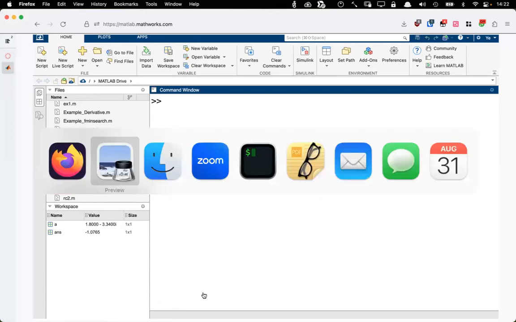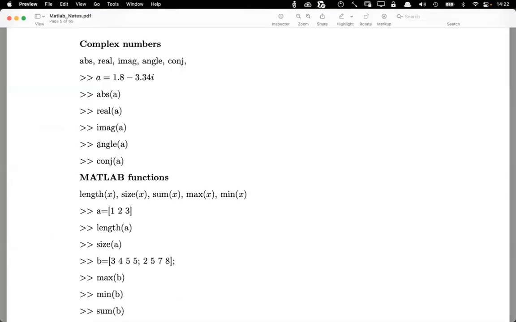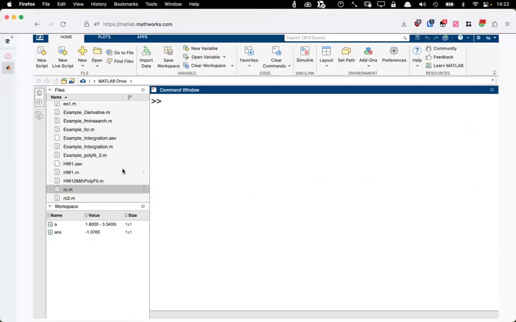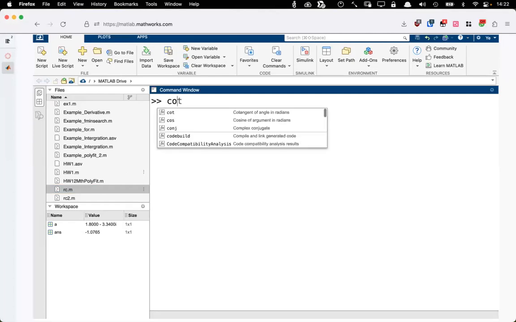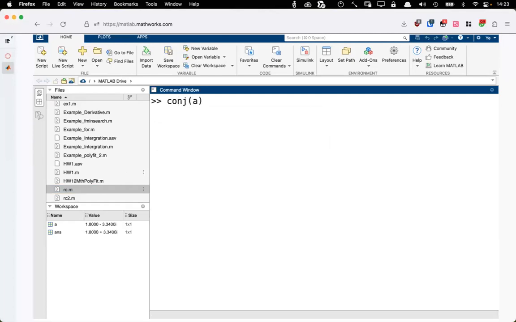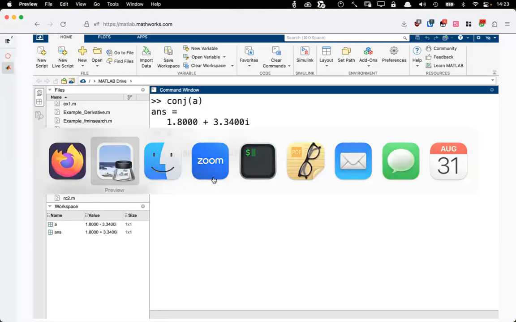Okay, let me clear. Conjugate. This will get the conjugate of the original A. So this is the original A, and just the imaginary part goes from negative to positive. Okay, so this is the complex number.